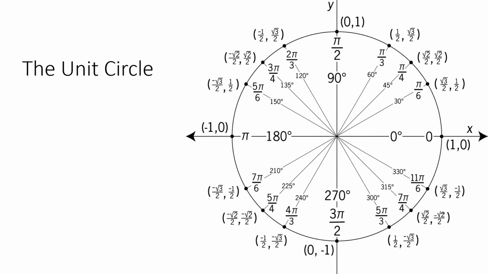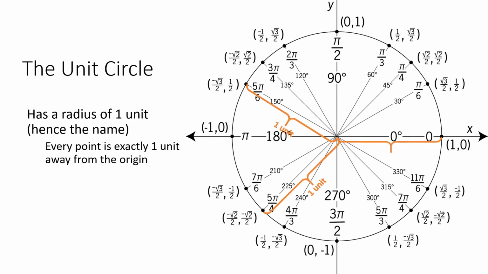So as you might already know, this is the unit circle. It's got a radius of 1, so every point on here is 1 unit away from the center of the circle. And so that's why it's called the unit circle, because it's got a radius of 1 unit. And yes, so everything is 1 unit away.